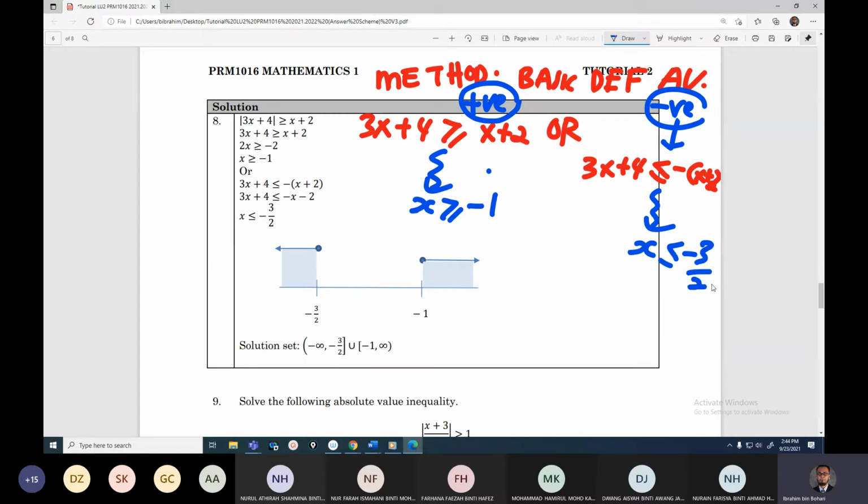Okay, using the basic definition of the absolute value function, there must be two. One part you get the positive value, the other part you get the negative value. It is just like that. And then you draw the number line.